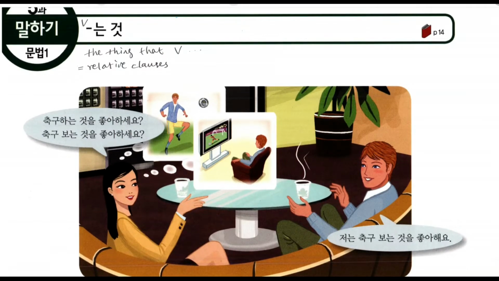축구하는 것을 좋아하세요? 축구 보는 것을 좋아하세요? Okay, let's analyze this sentence. The first one first. 자, 축구하는 것. It behaves like noun because how do we know? Because we have this object marker 을 here. So it is noun. But in the noun, there's 축구하다 as a verb, isn't it?